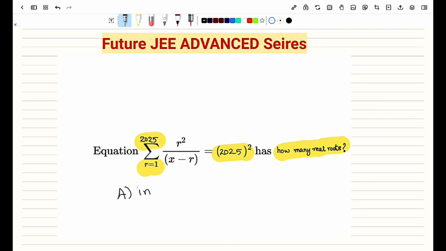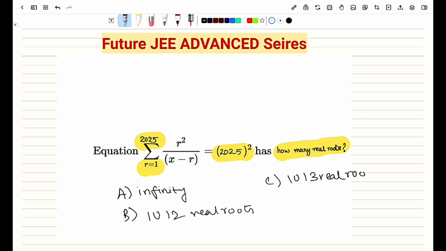The first option is infinity. Option B is 1012 real roots. Option C is 1013 real roots. And option D is 2025 real roots.